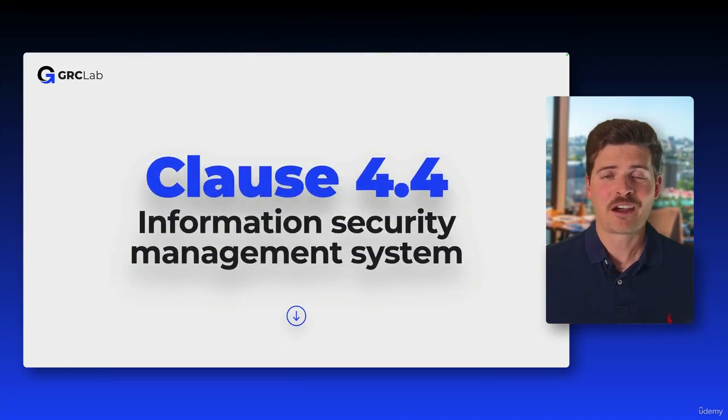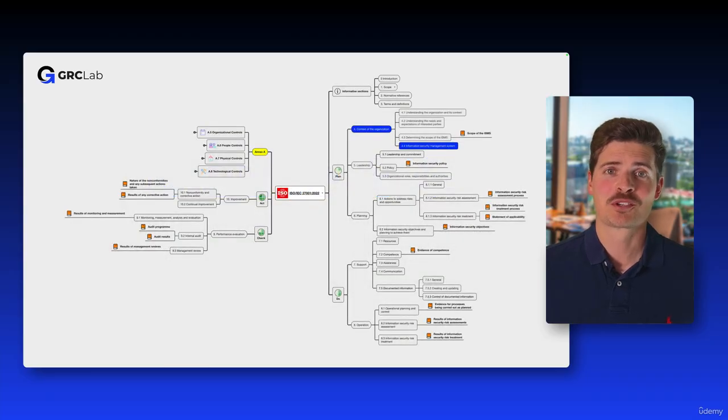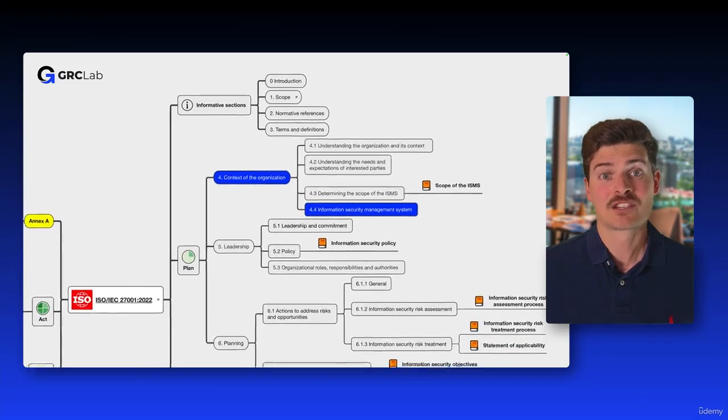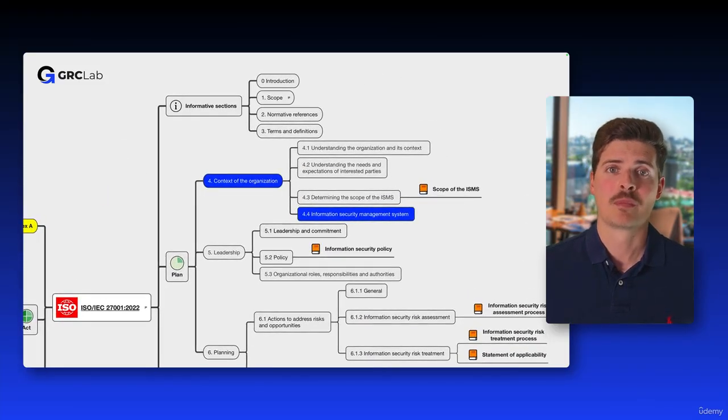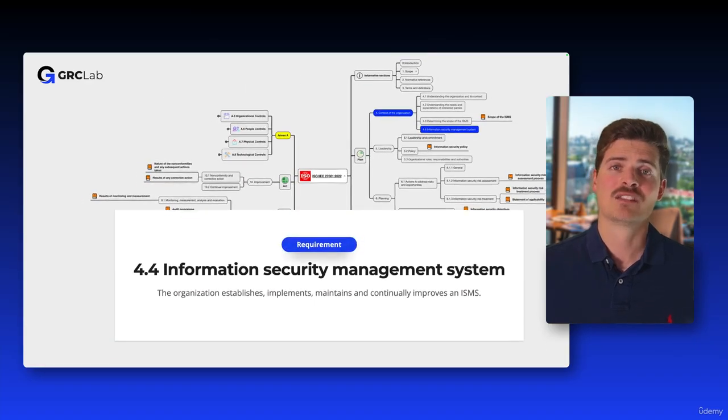The fourth and final clause of Clause 4 is called Information Security Management System. Now, as I just told you, it's the fourth and final clause of Clause 4, which deals with the context of the organization, and there is no mandatory piece of documented information attached to this lecture. Now, the required activity of Clause 4.4 is extremely short.